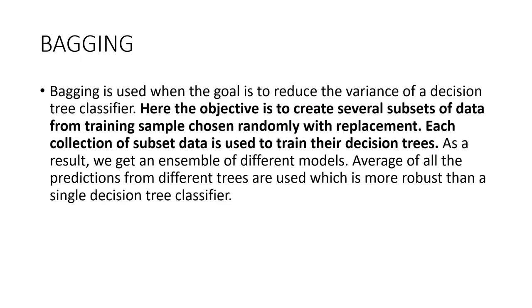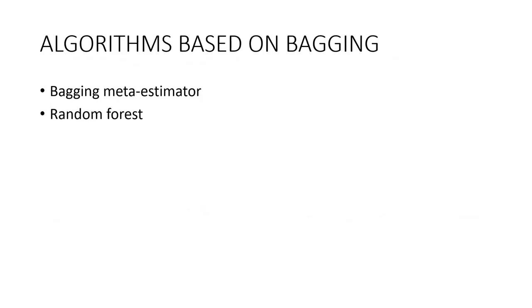Now, bagging is used when the goal is to reduce the variance of a decision tree classifier. Here, the objective is to create several subsets of data from the training sample, chosen randomly with replacement. Each collection of subset data is used to train its own decision tree. As a result, we get an ensemble of different models. The average of all the predictions from the different trees is used, which is more robust than a single decision tree classifier. These are all the algorithms based on the bagging meta estimator.